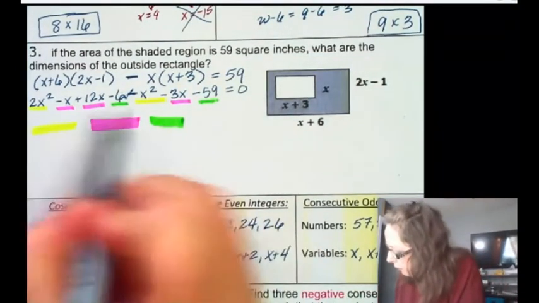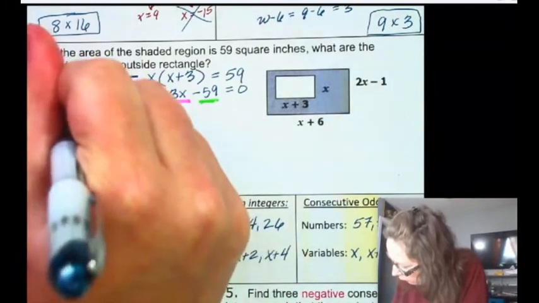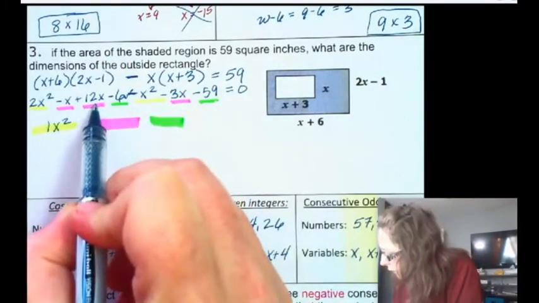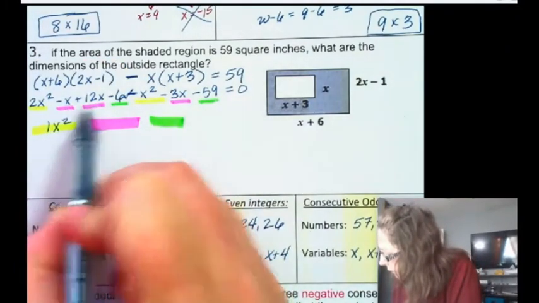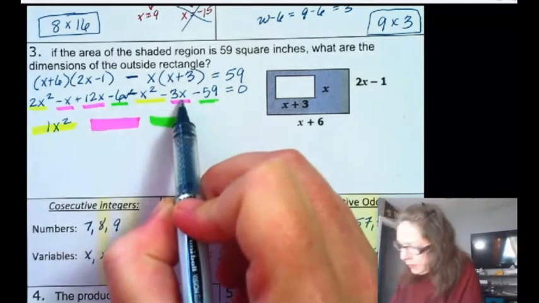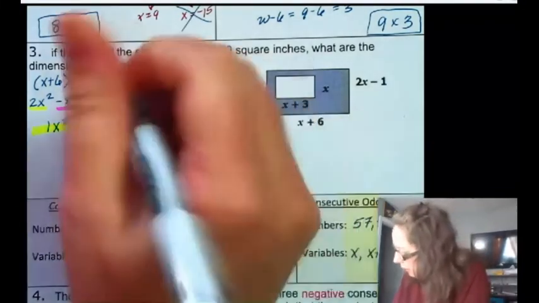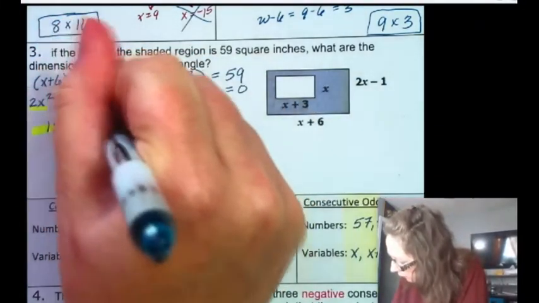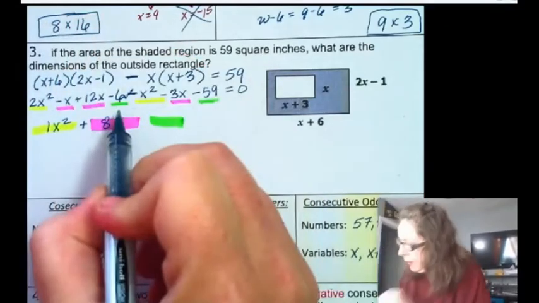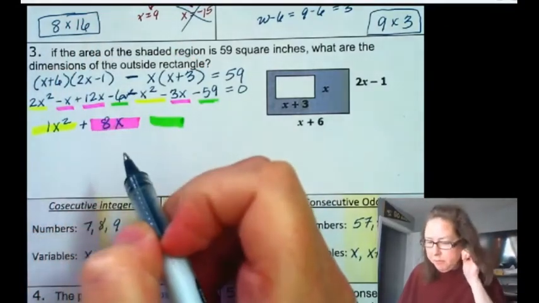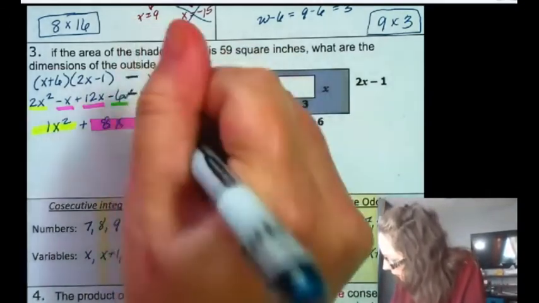Okay, so 2x minus 1x is 1x squared. 12x minus 1 is 11. 11 minus 3 is going to give me positive 8x. And then negative 6 and negative 59 is going to give me a negative 65.